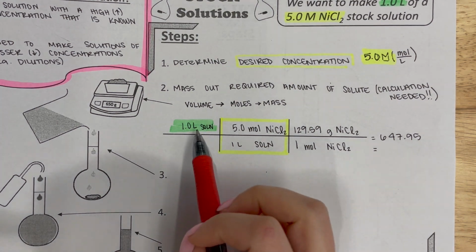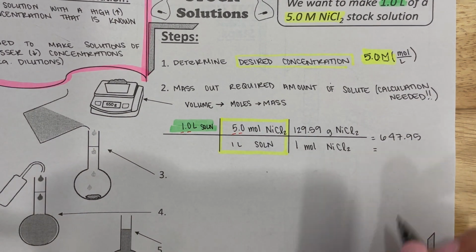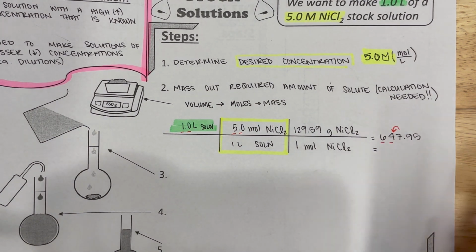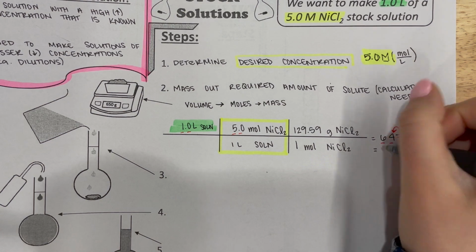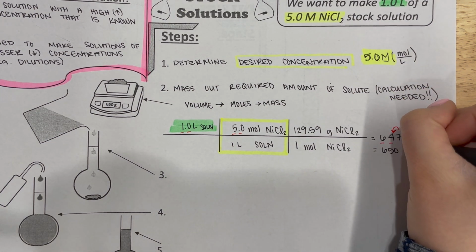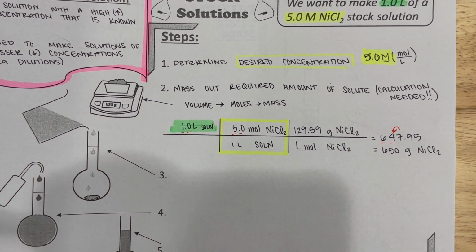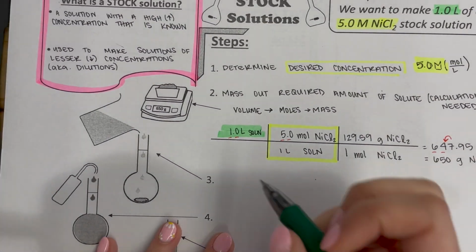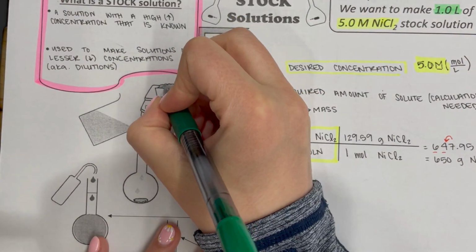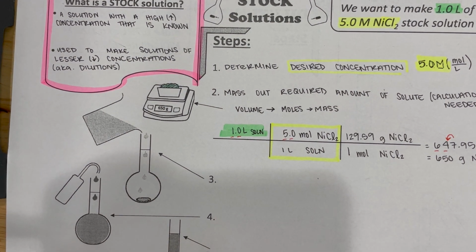If we look, we have two values that are given from our problem. Both of them have two sig figs. So I'm going to get two sig figs in my final answer, which means that there should be 650 grams of nickel 2 chloride. Okay, and if you look over to the left here, you see that that's how much we measured out, right? So you're gonna mass out that 650 grams of your nickel 2 chloride.